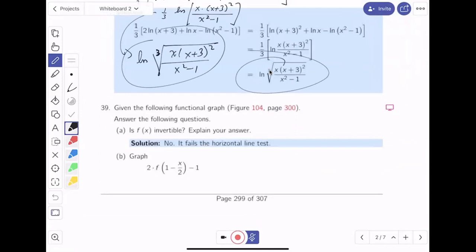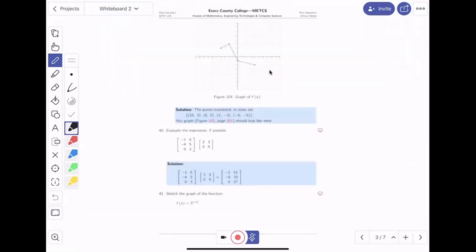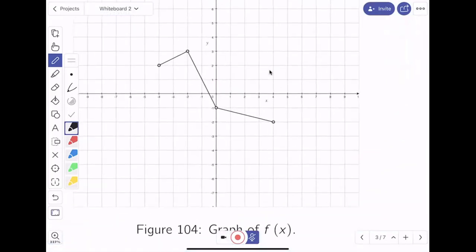They said, given the following functional graph, answer the following questions. Is it invertible? Explain your answer. Let's go back to that. Let's look at this one over here. And I'm going to say it's not invertible. And I'll tell you the number one reason it's not invertible. I can find a line that hits it twice. All right. And that's what's known as a horizontal line test.